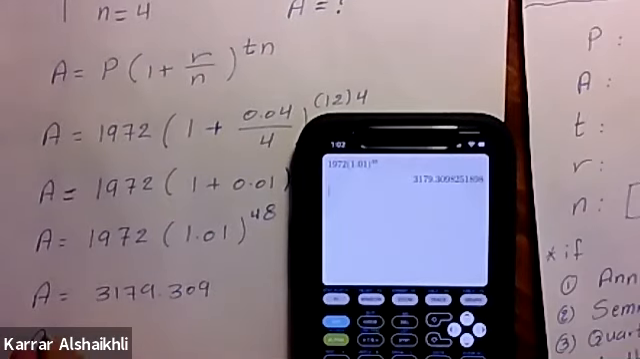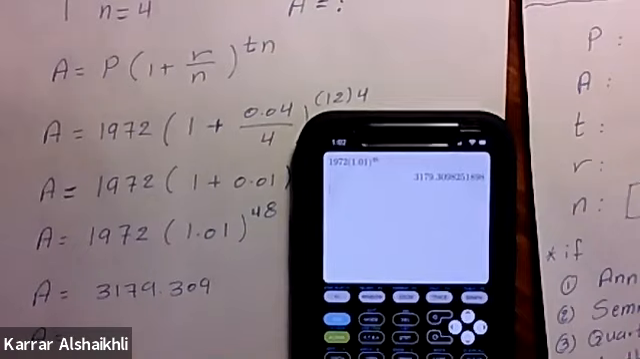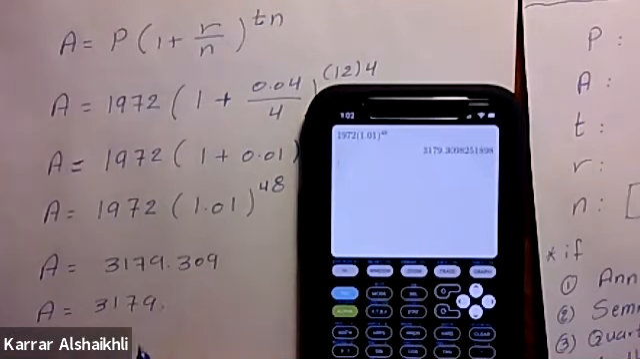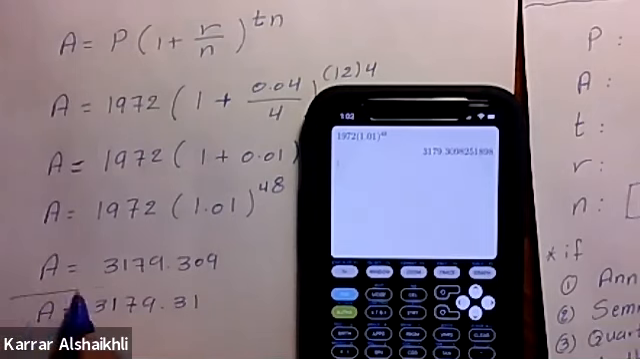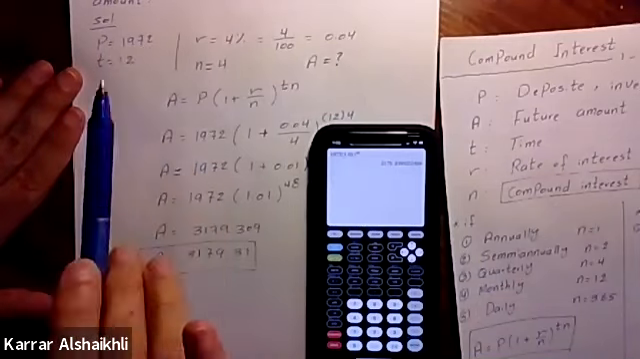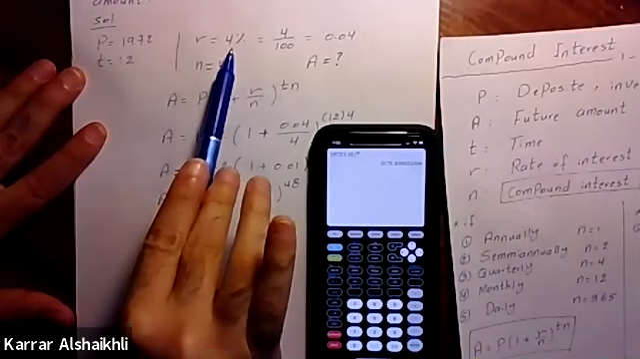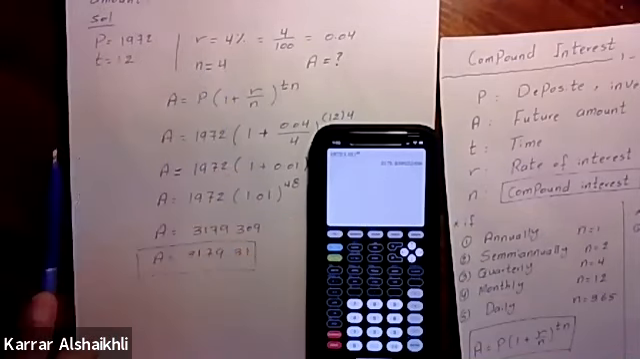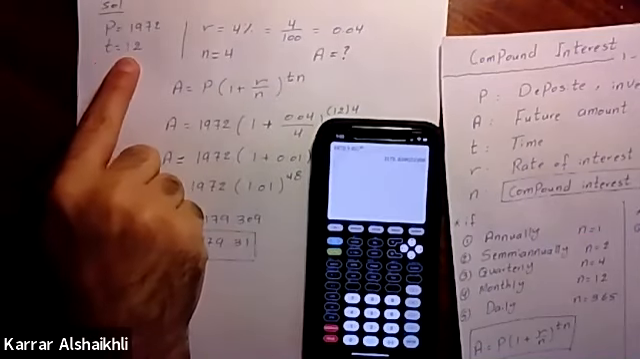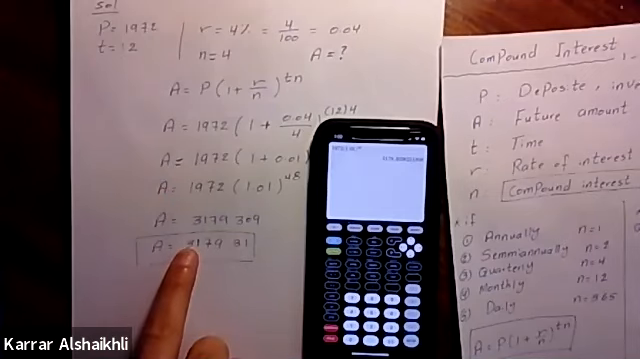So the result, of course, they're going to ask you on the test to round the number to how many decimals. So 3179 point, I'm going to round to 2 decimals. So it's going to be 31. That means if you invest 1,972 with the rate of interest 4%, compounded quarterly, that means they're going to give you interest every 4 months, for 12 years, the future amount is going to be 3,179.